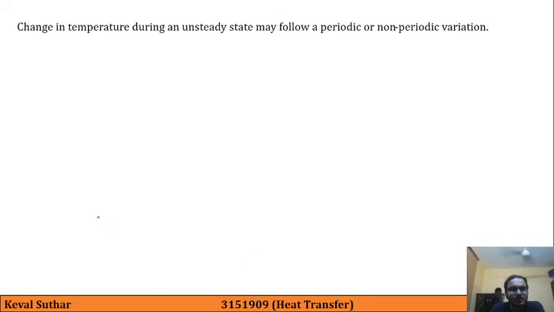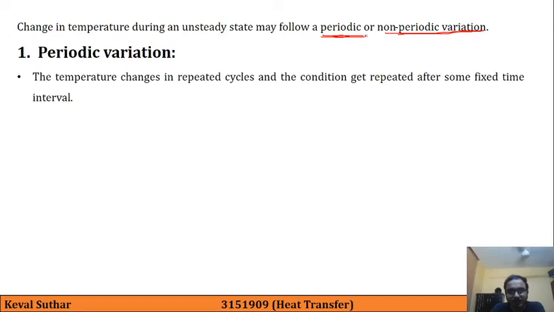Now the change in temperature during an unsteady state may follow a periodic or non-periodic variation. Again, here it can be a periodic variation in temperature or non-periodic variation in temperature. We will see them one by one in detail. First we will discuss about periodic variation.